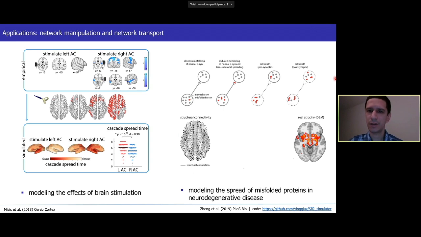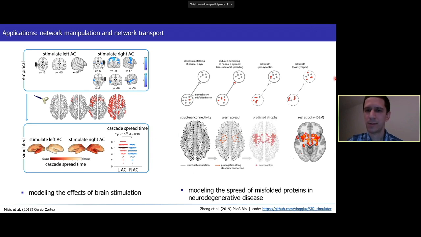We can model the spread of these misfolded proteins on white matter networks as a disease or an epidemic that spreads through these networks, and we can try to predict what brain areas are going to be most vulnerable to cell death and atrophy, and actually compare these predictions to real data. So these are two different frontiers for this kind of work, looking at brain stimulation and manipulation, and network transport.